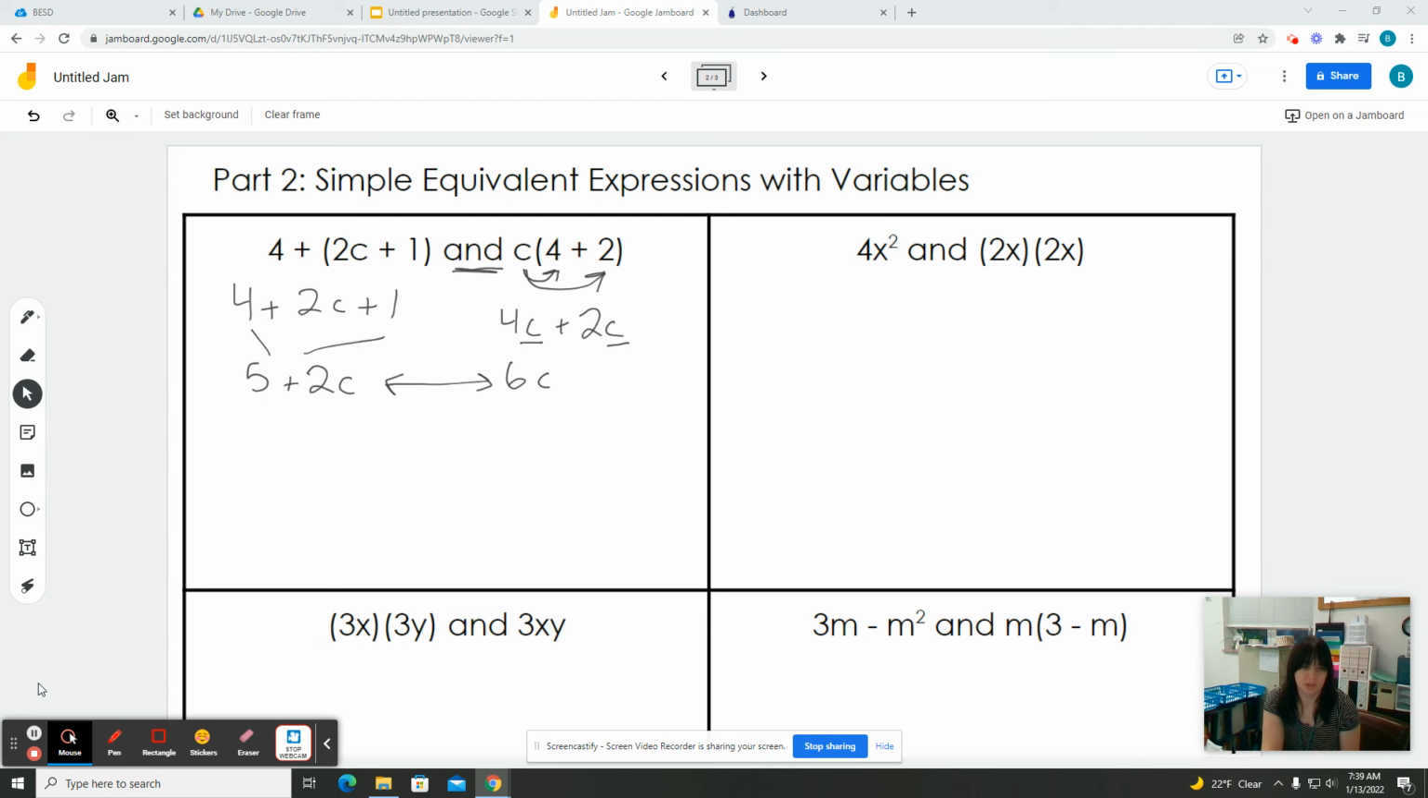Well, these are not equal to each other. Okay, so we're going to say not equivalent. Okay, and I realized that all the ones we've done so far have not been equivalent to the ones I've shown you. So hopefully the next one will be equivalent.